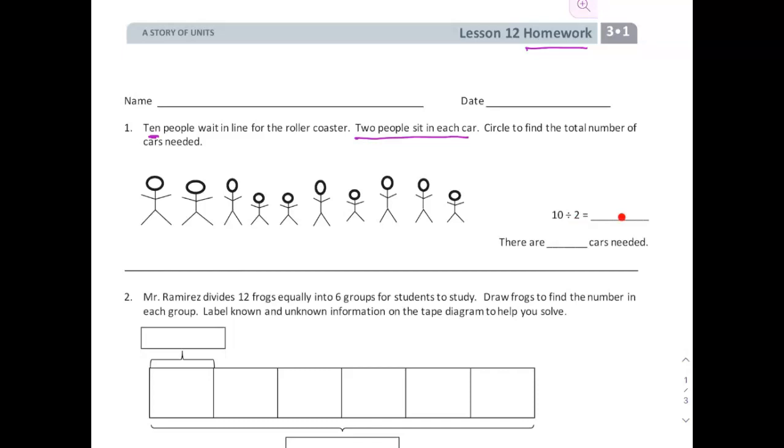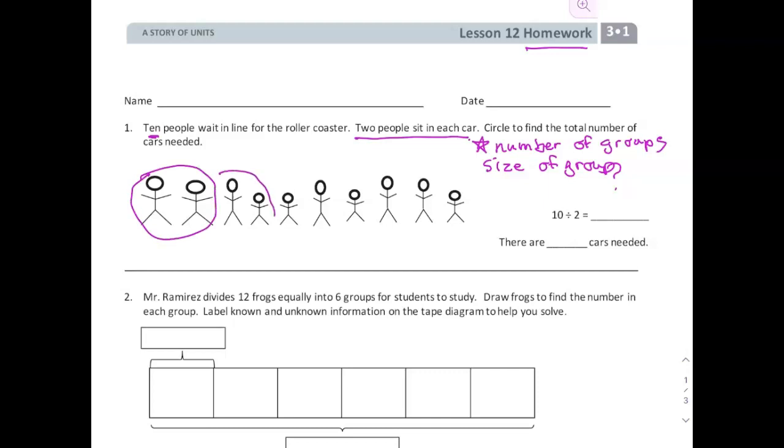So is our unknown right here telling us, are we looking for the number of groups or the size of the group? Which one? What do you think? If you said number of groups, you are correct because there's 2 people in each car. We know that 2 people are going to ride in a car.